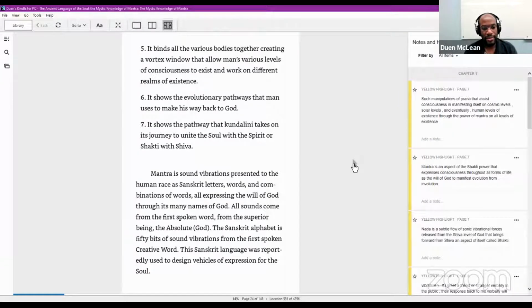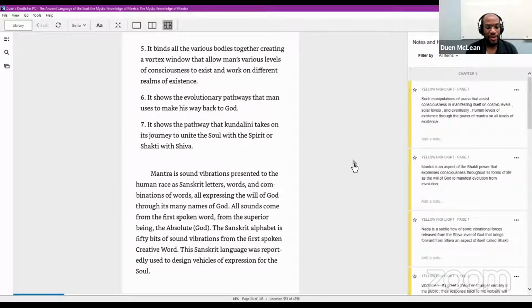Mantra is sound vibrations, presented to the human race as Sanskrit letters, words, and combinations of words, all expressing the will of God through its many names of God. All sounds come from the first spoken word, from the superior being, the absolute God. The Sanskrit alphabet is 50 bits of sound vibrations from the first spoken creative word.